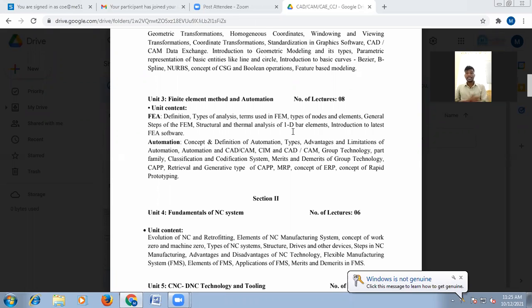Like this way we can make different groups. Okay, and according to that group we will manage that particular raw material for that particular product only. Okay, so like this way we'll see details of this group technology.